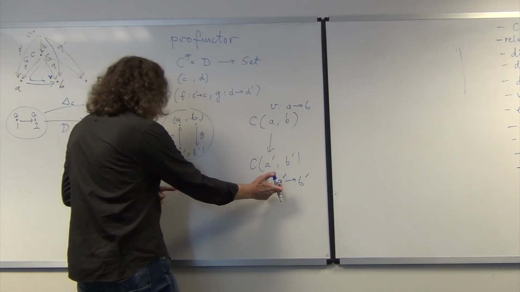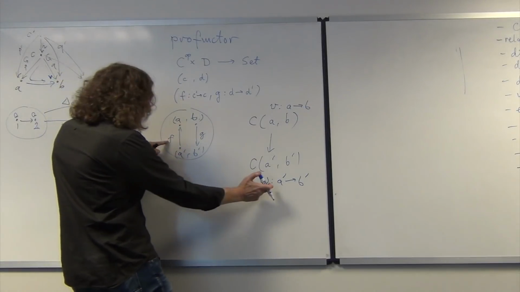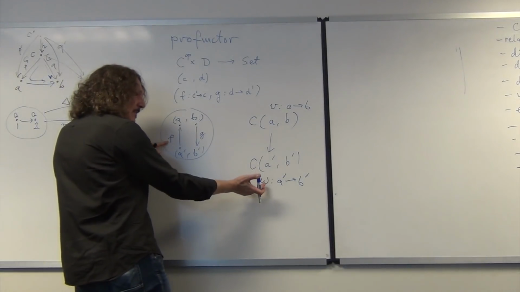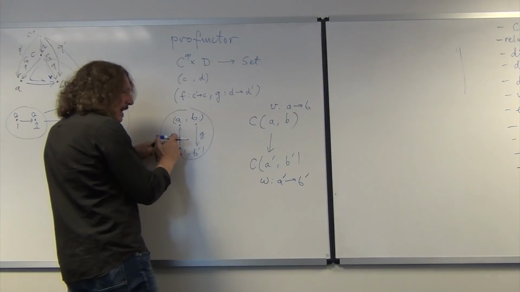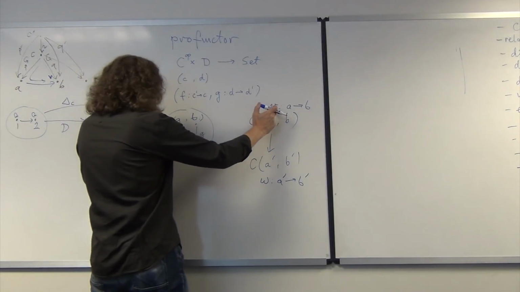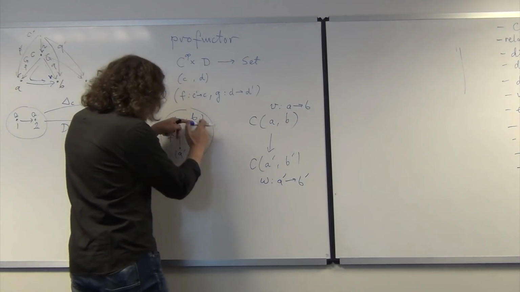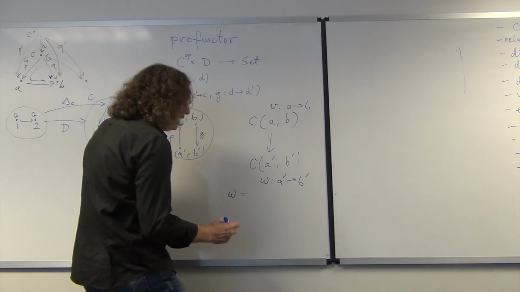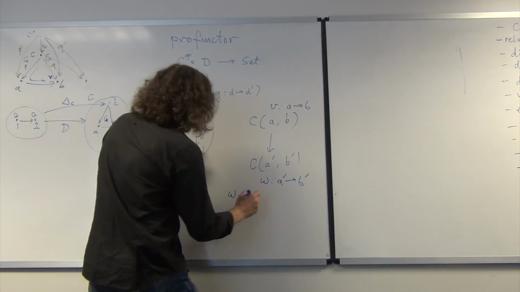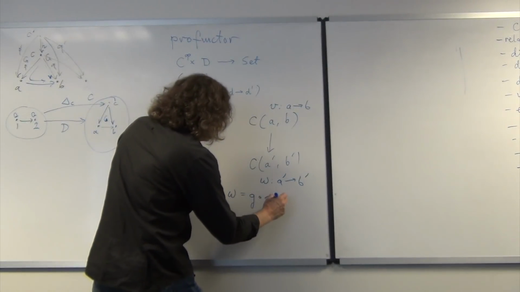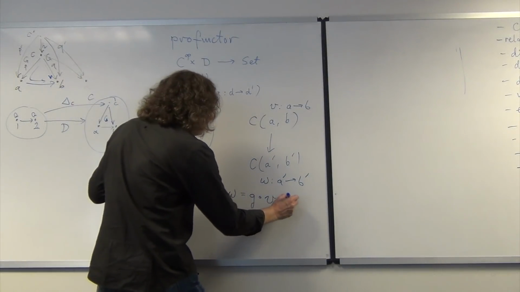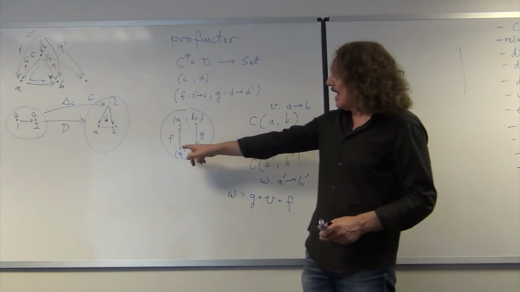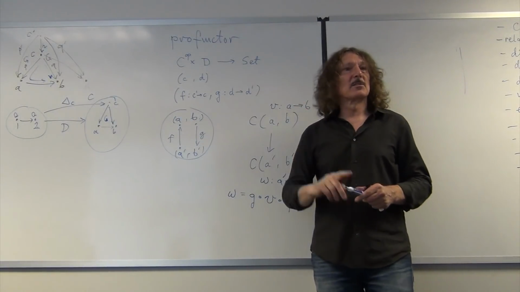Well, if somebody gives me A prime, then I can apply F to A prime, and it will give me an A, right? I have to precompose this with F. And then I can use V to go from A to B, and then I can post-compose it with G to get B prime, right? So W is equal to G after V after F, right? And you see this is essential, that because I'm precomposing with F, F has to go from A prime to A, it has to go in the opposite direction.